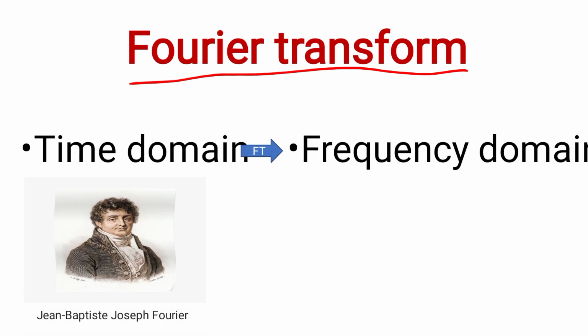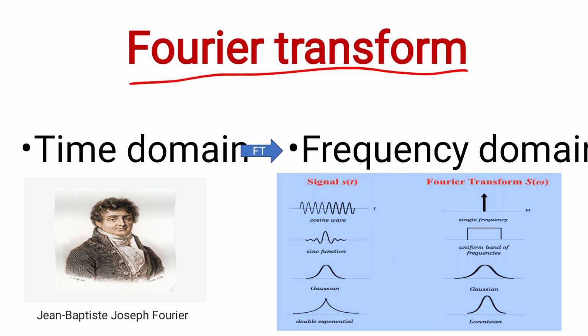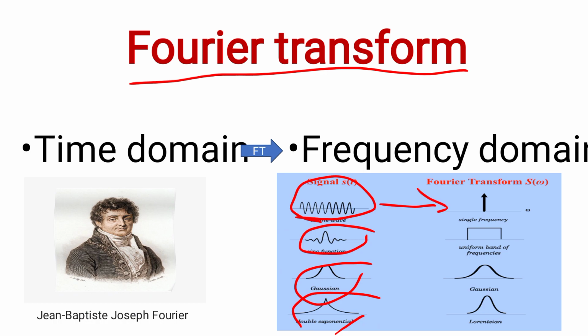Now see here, he was the scientist who invented the Fourier transform. His name is Jean Baptiste Joseph Fourier. Let's see here, these are the time domain signals: the sinc function, Gaussian wave, and double exponential. These are some examples of time domain signals. If we convert these time domain signals using the Fourier transform, they look like this. I will explain how we can convert the time domain signal into a frequency domain signal.